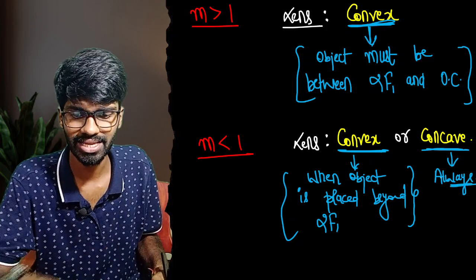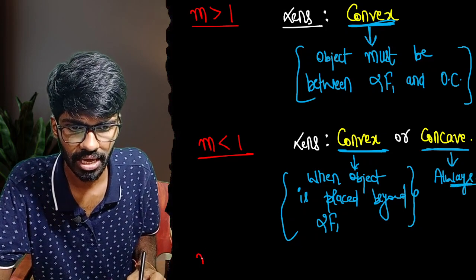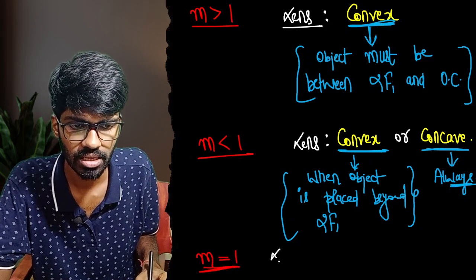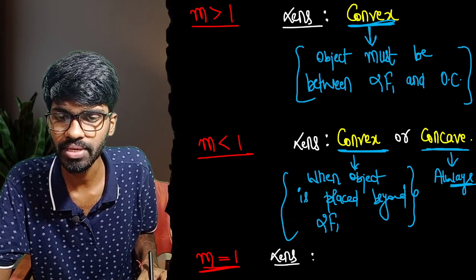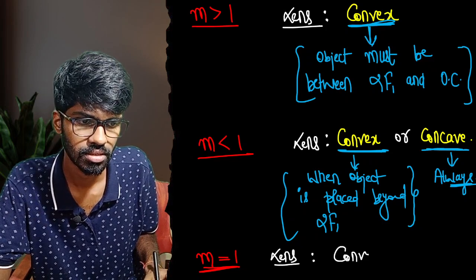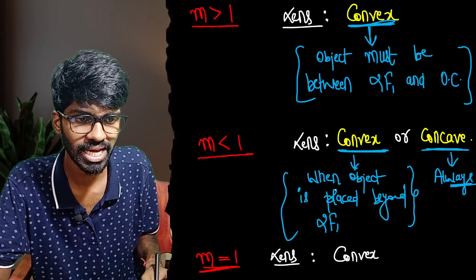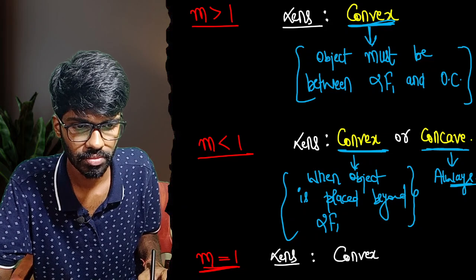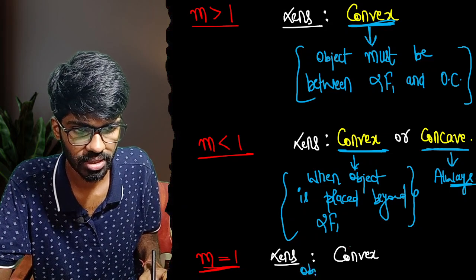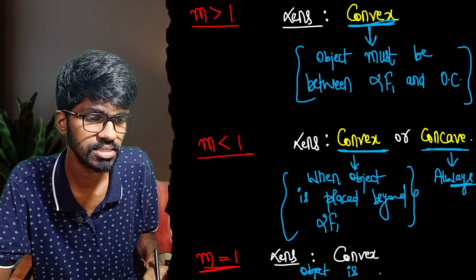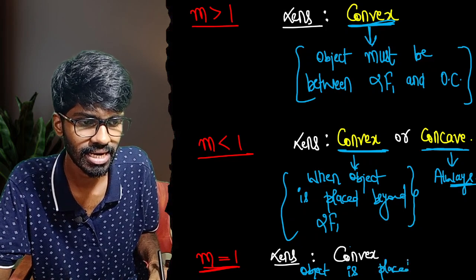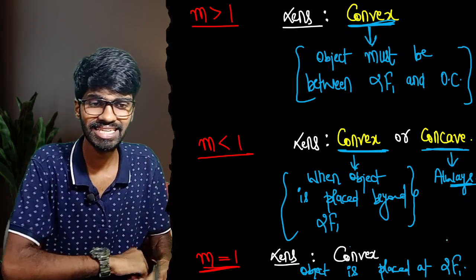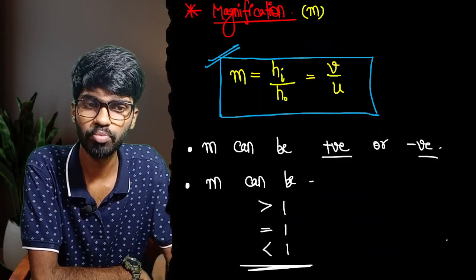The last case is when M is equal to 1. Here there is only one case: the lens will be convex and the object is placed exactly at 2F1.